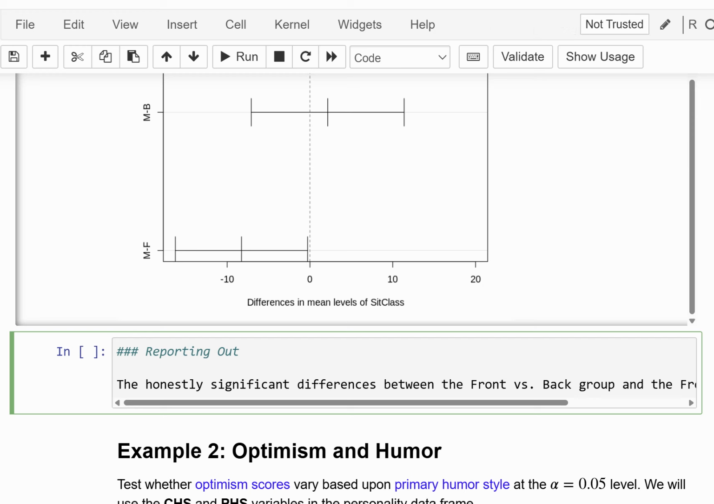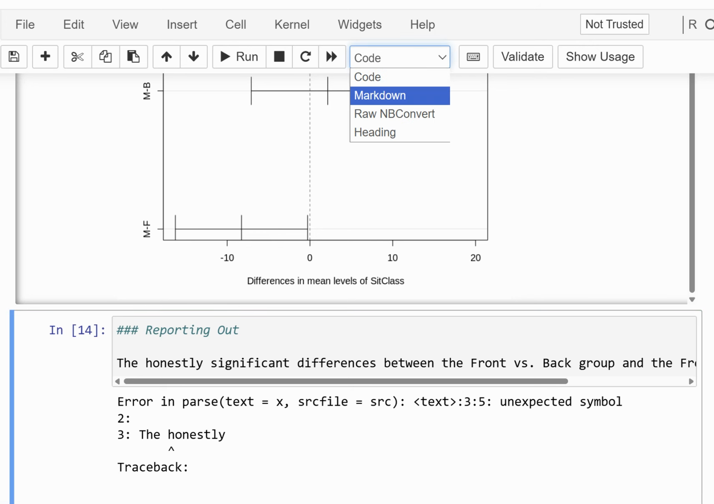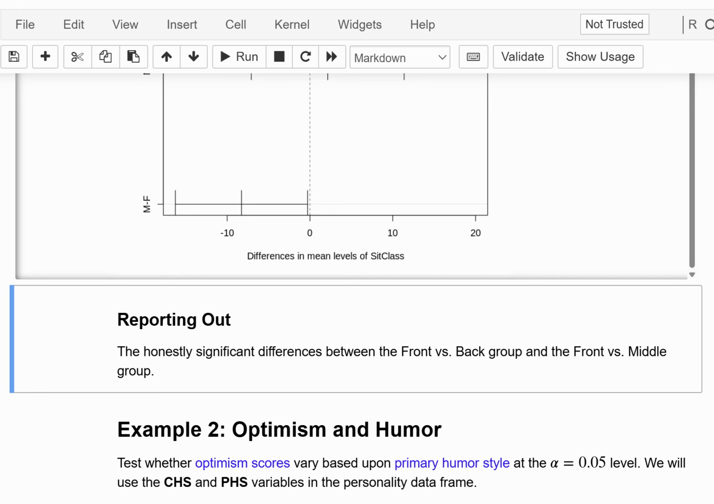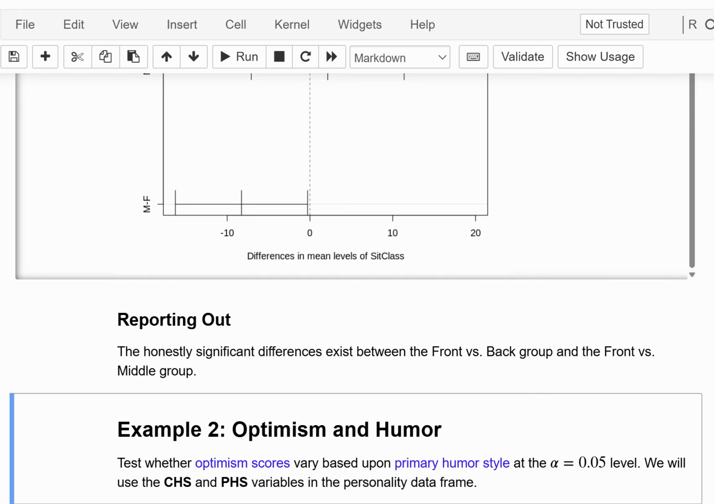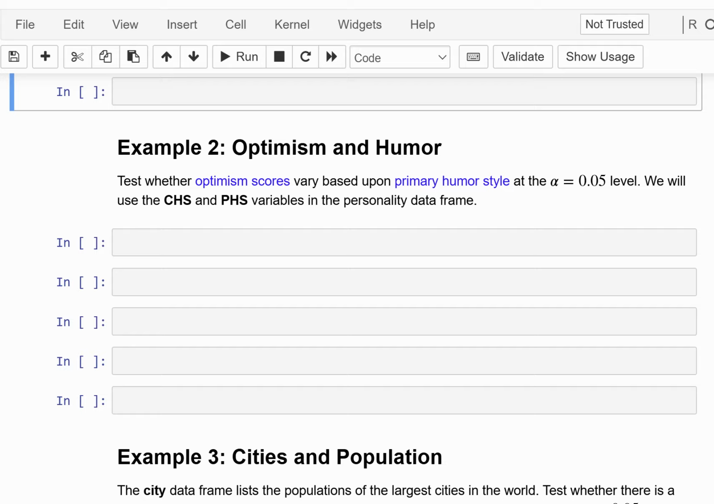That's basically all we're doing, right? Now we've found the differences and we're telling people what the differences are. All right. Sorry, that needs to switch to a markdown cell. Right. And the honestly significant differences exist between the front versus back group and the front versus middle group. All right. And just for my eyesight, I'm going to put a blank line there.